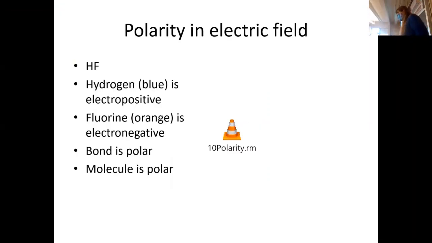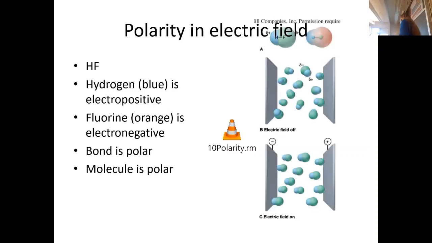So before we get to our shapes, we're going to talk just a little bit about polarity. So our example here is hydrogen fluoride. And we have two kinds of drawings of it. One has hydrogen as blue and fluorine as green, and one has hydrogen as blue and fluorine as orange. And I had a little video where the orange showed up, but the video doesn't work. So the fluorine is the green.